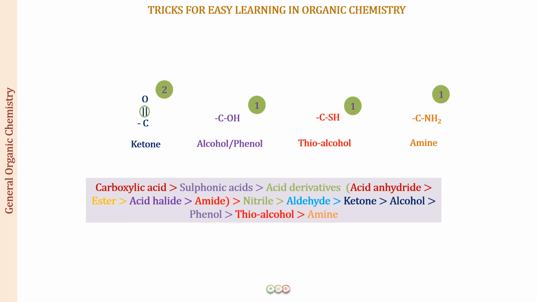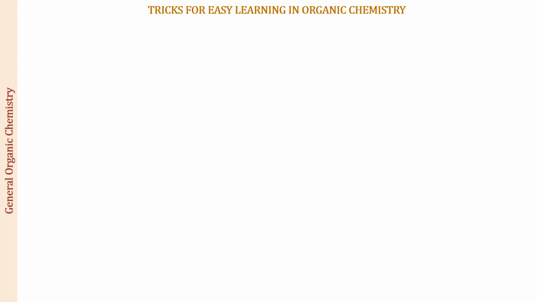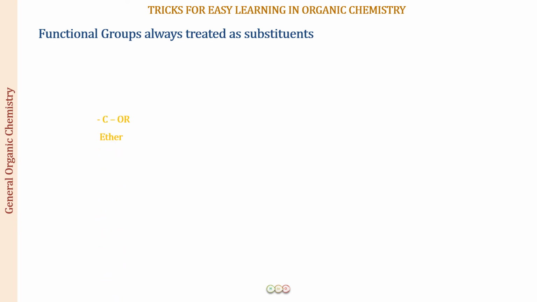Alright, so this is the priority order, but there is something more that you have to learn. There are certain groups which are always treated as substituents, which will always be in the name of the compound as a prefix and never as the secondary suffix. So these are the ethers, the OR group, the X halogen atom, the halides. Then we have the NO2 group, that is the nitro group.